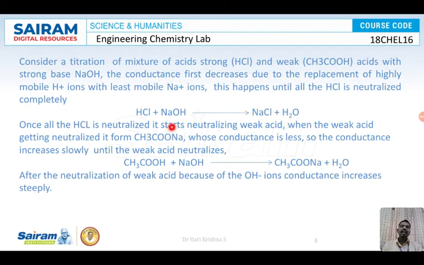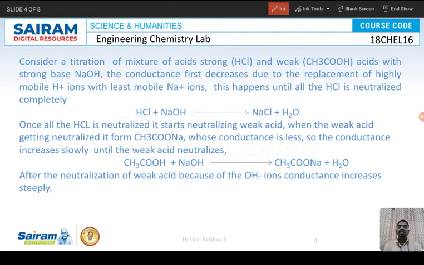Once the entire HCl is neutralized, later what happens? Your acetic acid will come into the picture. Acetic acid starts neutralizing to give what? Sodium acetate and water. Before adding NaOH to the HCl, when you dip the conductivity cell, your beaker contains H+ ions and Cl- ions.